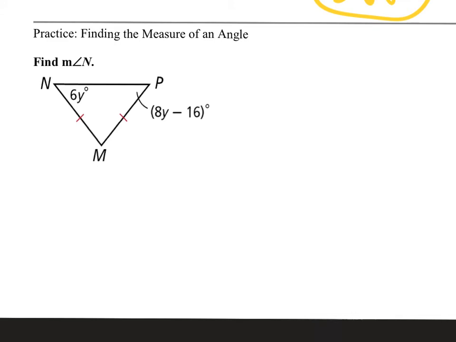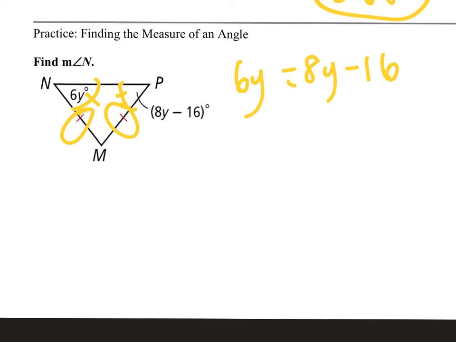I want to find the measure of angle N. So once again, I'm given that this is an isosceles triangle. This is denoted by my tick marks over here. I see that this is my base angle. This is my base angle because they're not being formed by these two congruent sides touching. So because those are my base angles, they are congruent for an isosceles triangle. So this measure, 6y, is going to be equal to this other angle measure, 8y minus 16. Looks like I can solve for this. So when I solve for this, I end up getting 2y equals 16. So y equals 8.